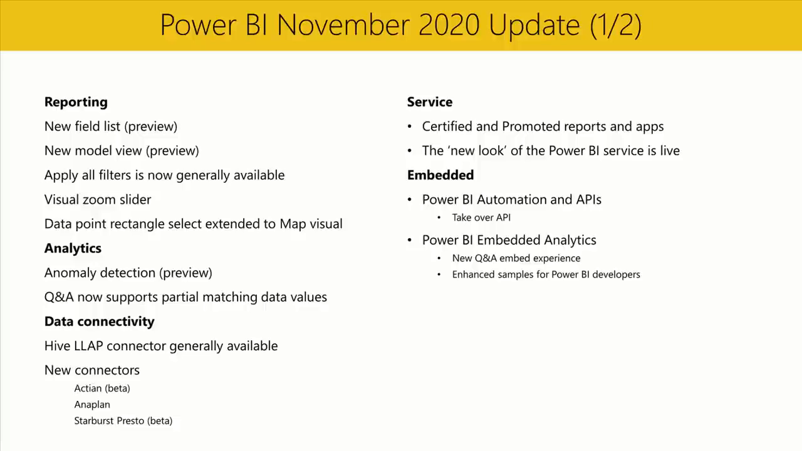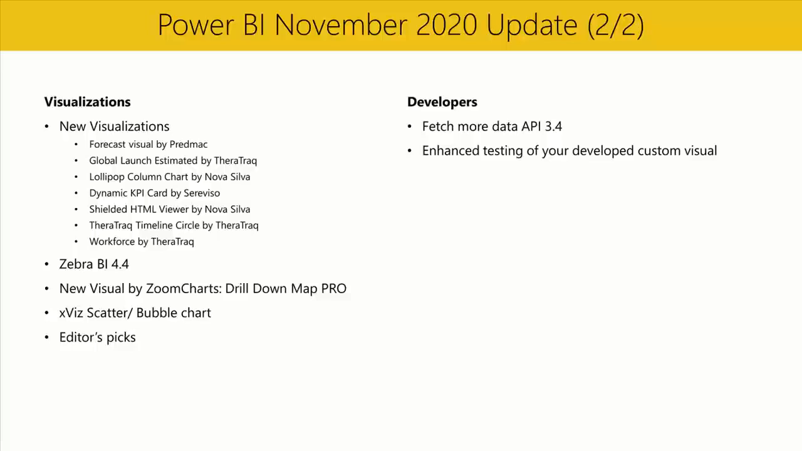In the visualization section, we have a variety of new and updated visuals available for you on AppSource. New this month, the forecast visual by Predmac, the global launch estimated by TheraTrack, the lollipop column chart by Nova Silver, the dynamic KPI card by Ceraviso, the shielded HTML viewer by Nova Silver, the TheraTrack timeline by TheraTrack, and the workforce visual by TheraTrack.